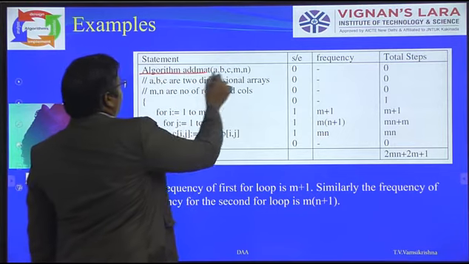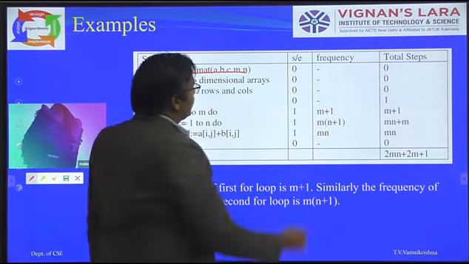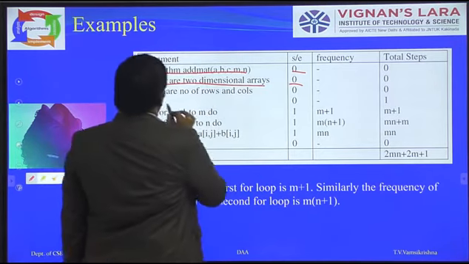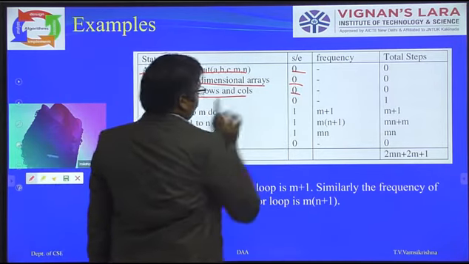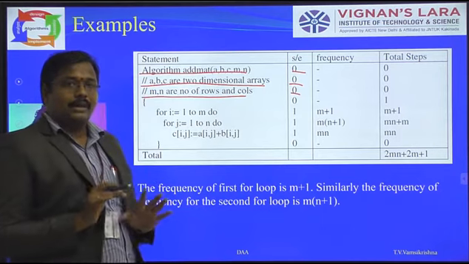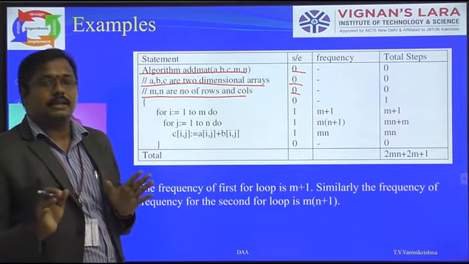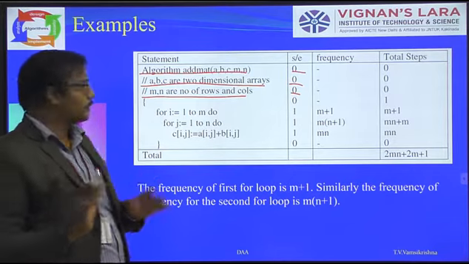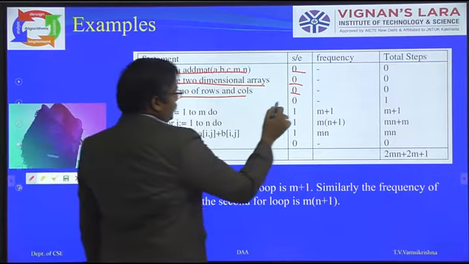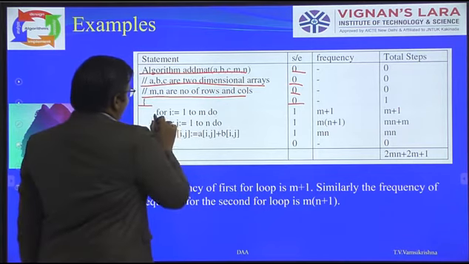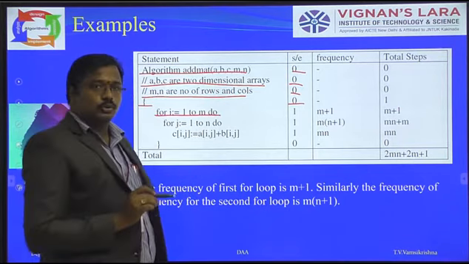Already we have discussed that this step has execution 0. This is a comment line, 0. This is also a comment line, 0. Comment lines and heading statements are not considered programmable steps. The open brace is also not considered a programmable step. So, for i is equal to 1 to m do.